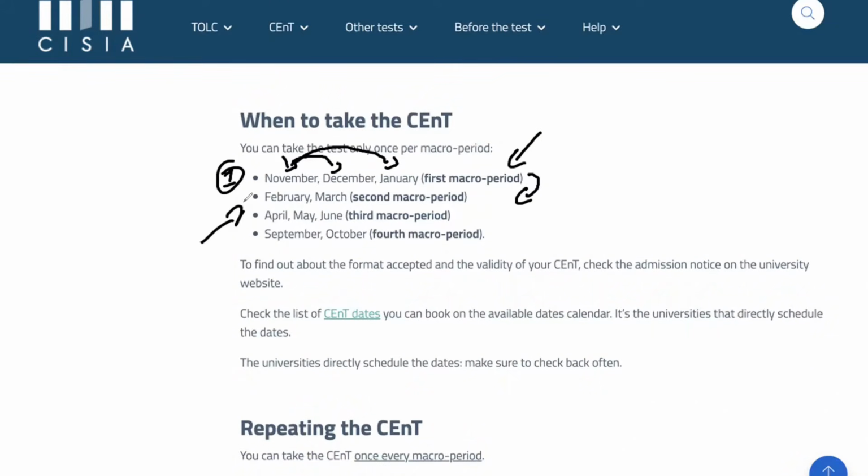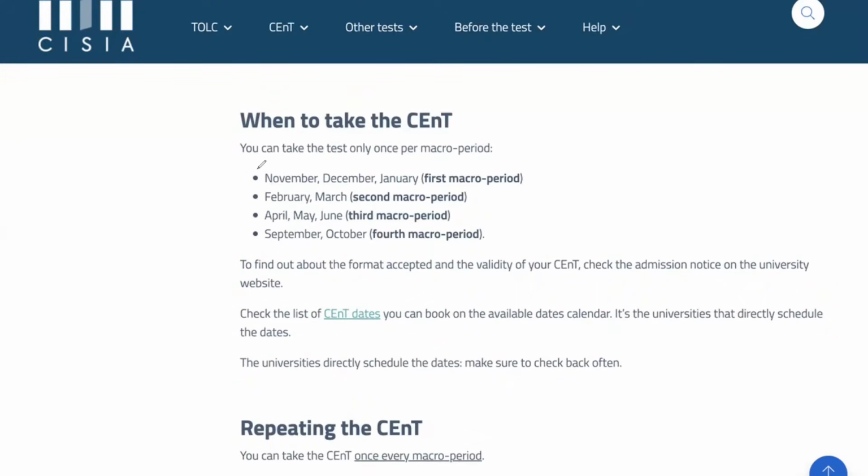The bookings for the second macro period will open, I think, after the January session ends. After some time, they will open bookings for February and March. So in the second macro period, there is less time. There are only 2 months. So there's going to be, I think, only 2 dates, one in the middle of February, and another in the middle of March.